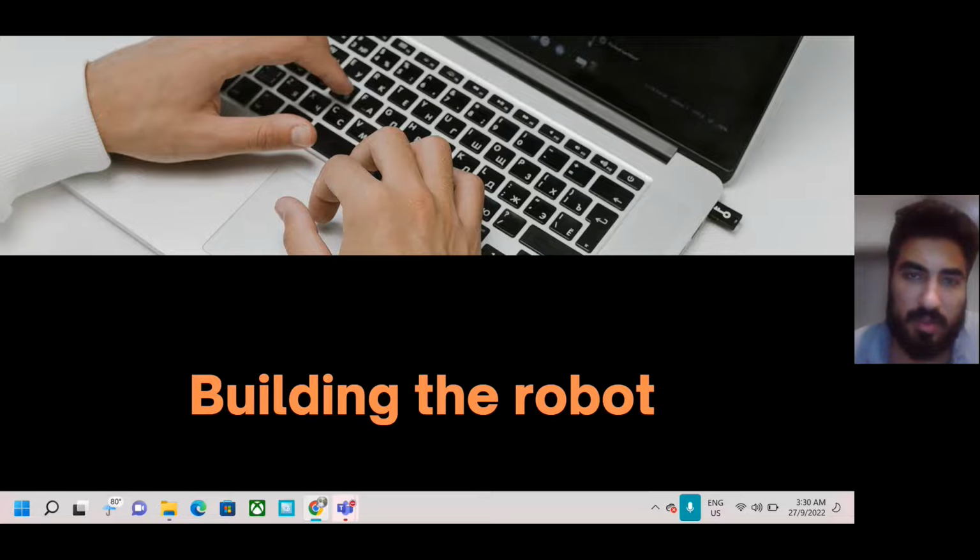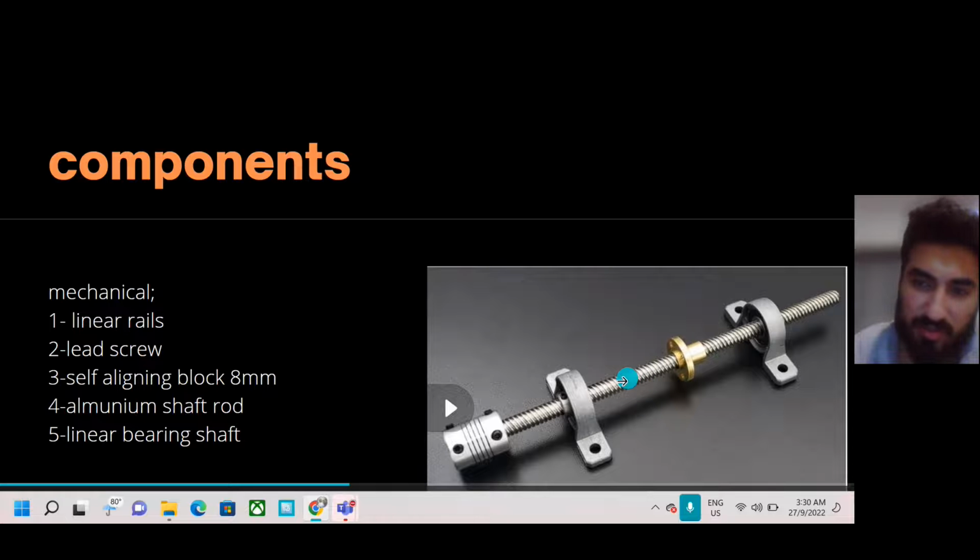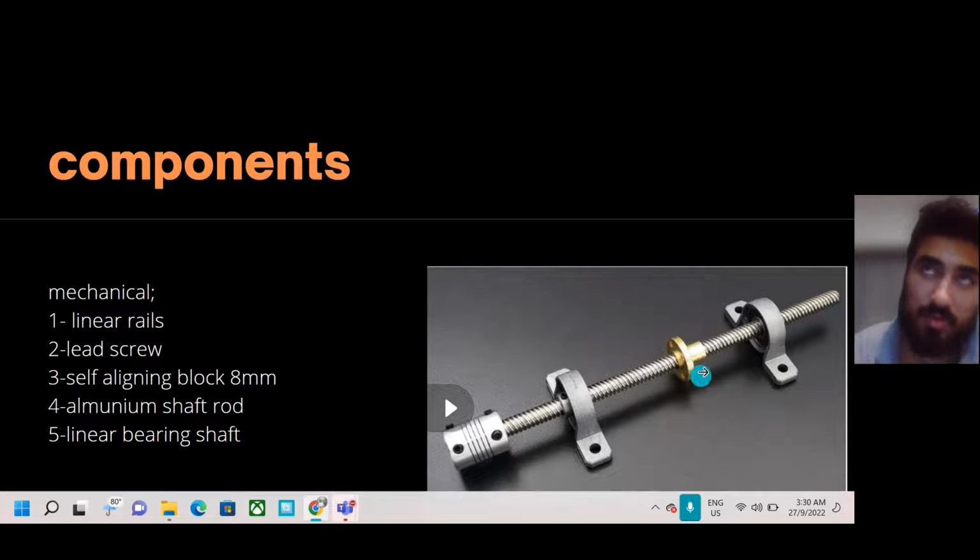Going to building the robot. The components for the robot are in two parts, mechanical part and electrical part. For the mechanical part, I'm using linear rails, which are these rails that are going to control the movement of the robot. A lead screw, which is this silver thing that will be mounted to anything I need to control. A self-aligning block, which will be connected to the stepper motor and the linear rail. An aluminium shaft rod, usually connected to the lead screw, and a linear bearing shaft, which is this thing.